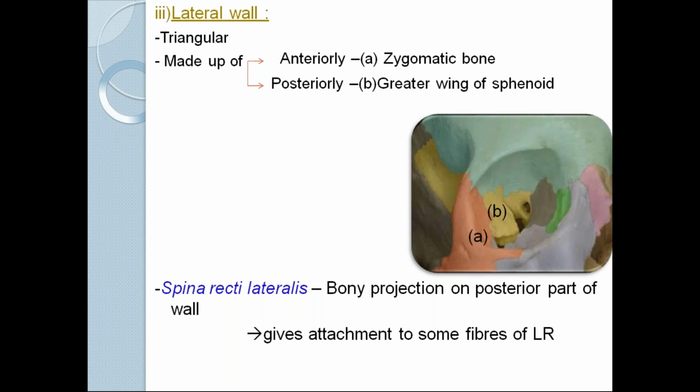So, basically, the bony orbit comprises of 7 bones. In the roof, you have 2 bones, that is the frontal bone and the sphenoid bone, partly. And then the lateral wall, you have again two bones, that is the zygomatic bone and the greater wing of sphenoid. So if you look at this particular picture, A is the zygomatic bone and B is the greater wing of the sphenoid.